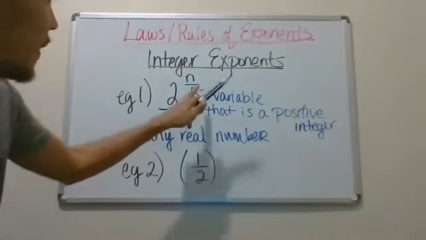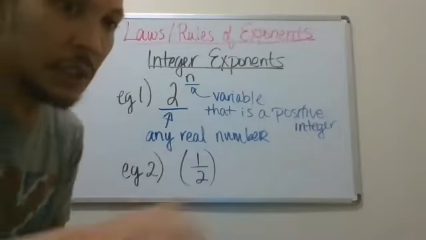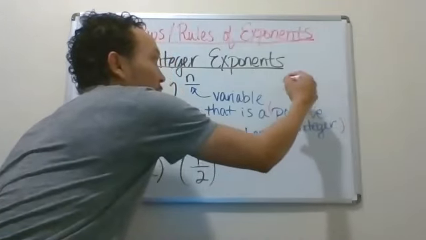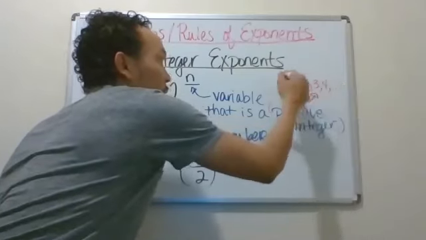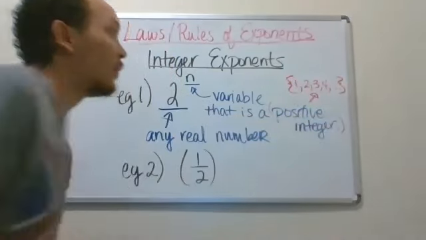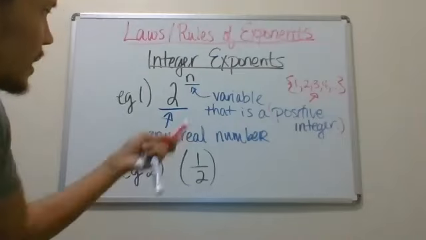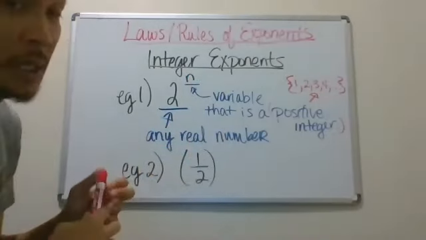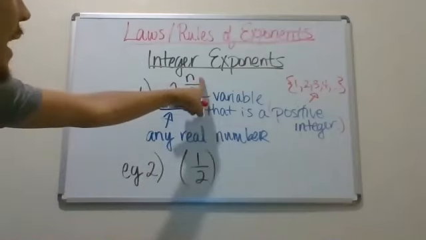All right, so when we say positive integers, we're looking at the numbers 1, 2, 3, 4, and so forth, okay? Positive integers. Now, this number n can also be the number 0 as well. We'll discuss that later. So we have 2 raised to the n power.